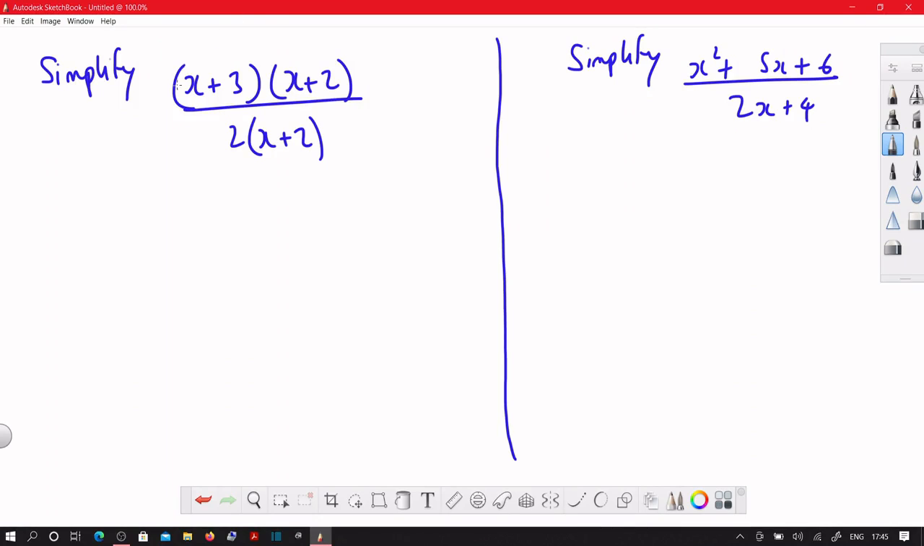Right, simplify this on the left hand side. It's already broken into brackets. That's going to be useful because now I can see there's an x plus 2 at the top, x plus 2 at the bottom. These will cancel each other out. So I'm just left with that there.